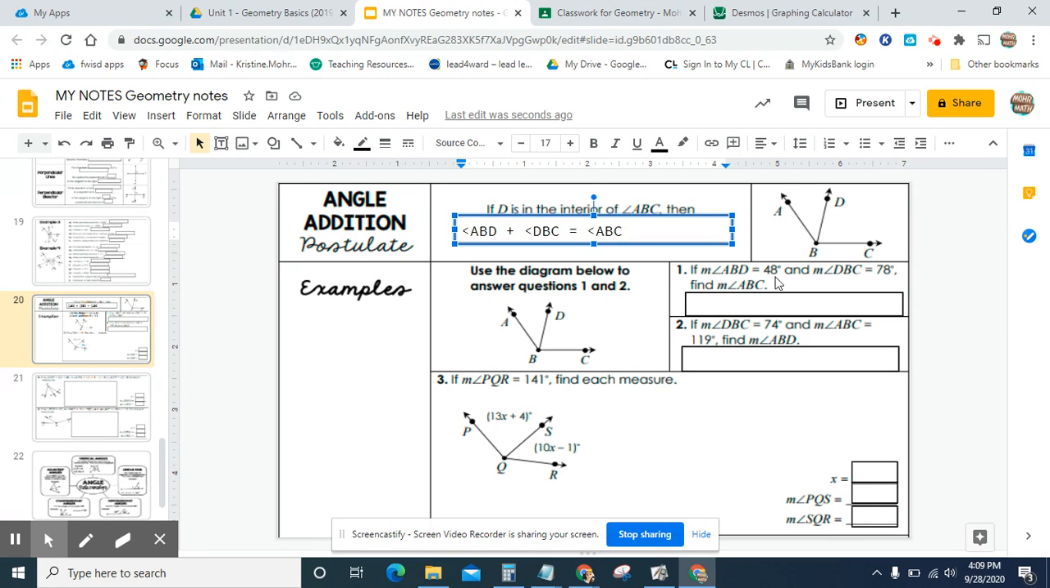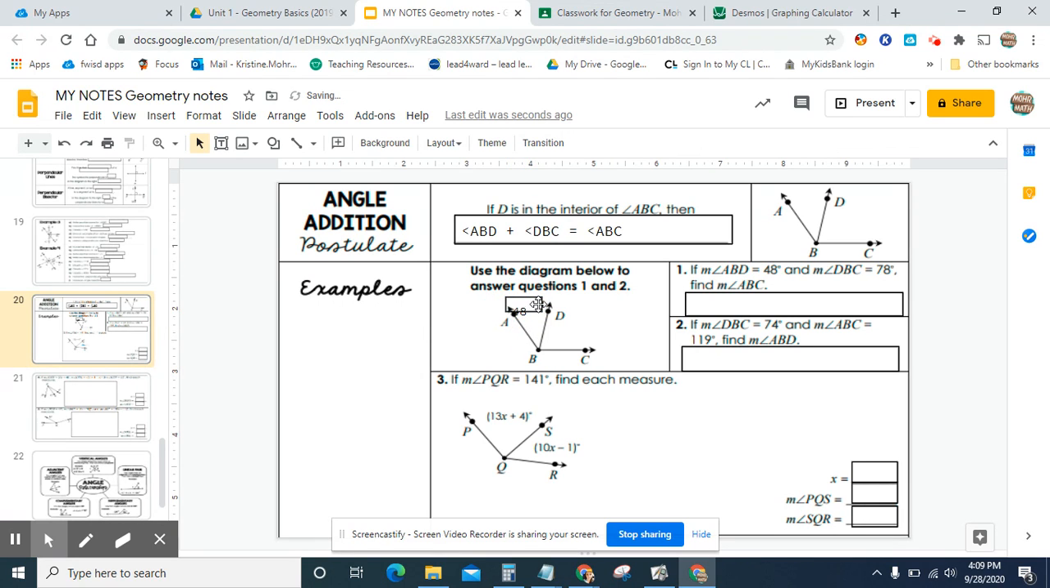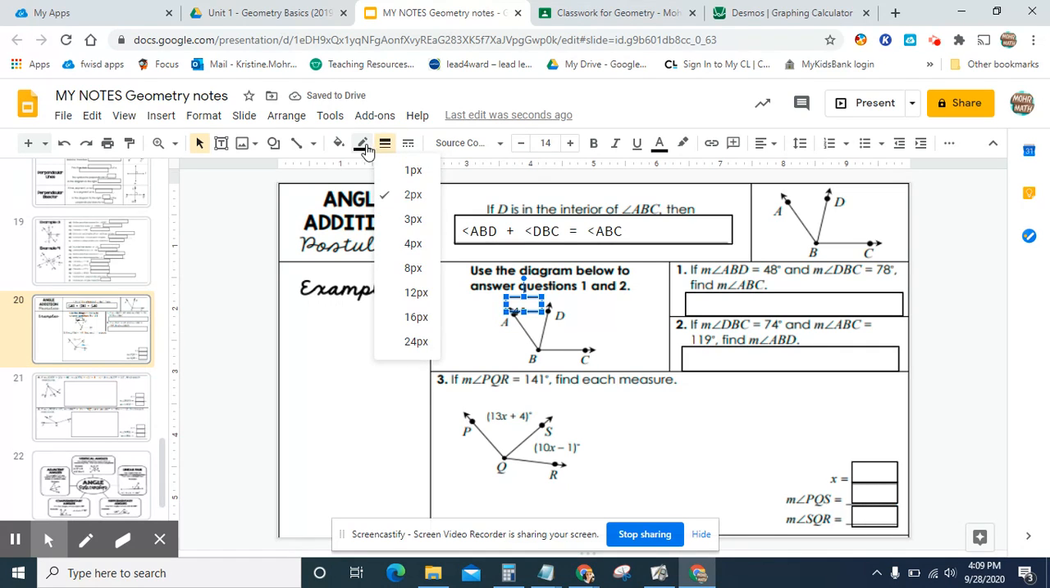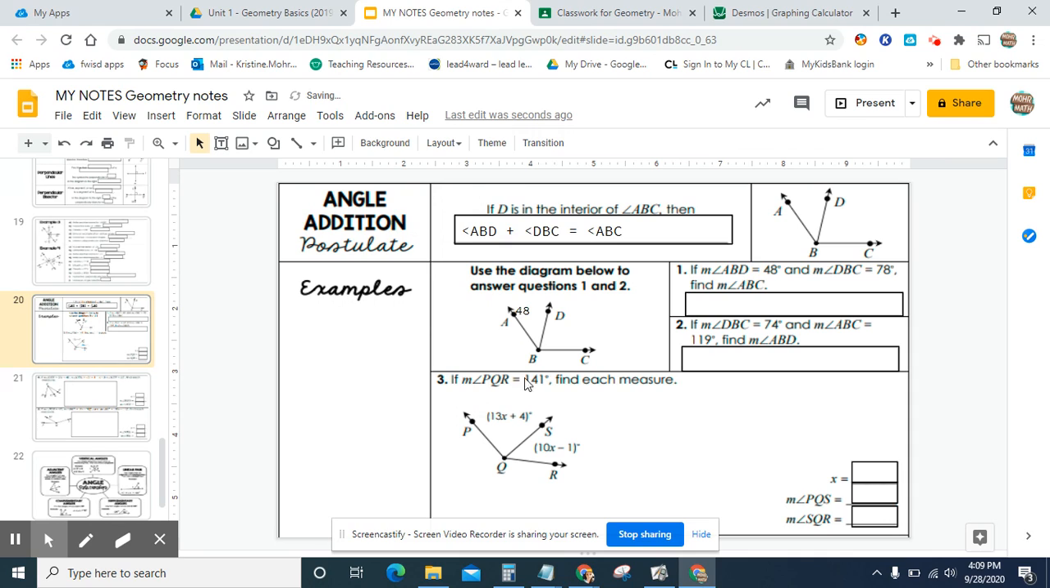So angle ABD is equal to 48 degrees. I'm going to draw a little text box because I don't think that's here, but to label that, ABD is 48. And then DBC is 78. So that's this right here, 78.